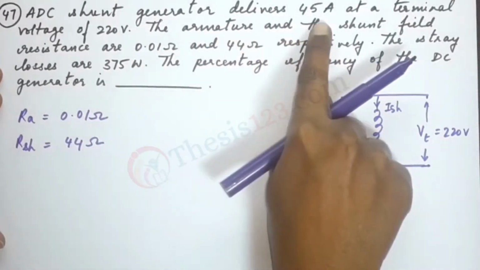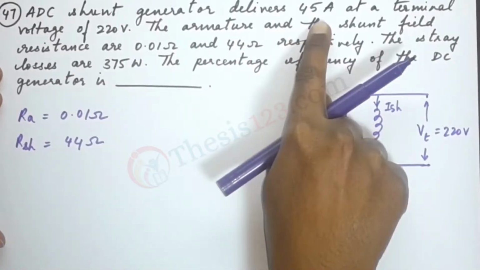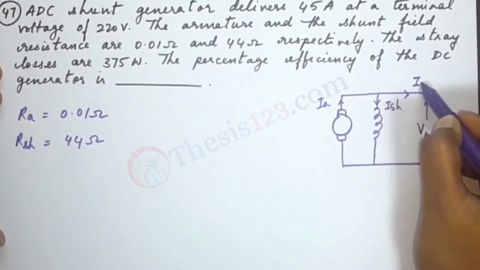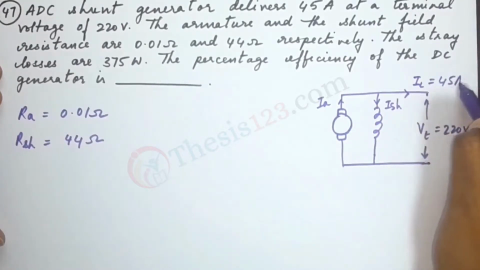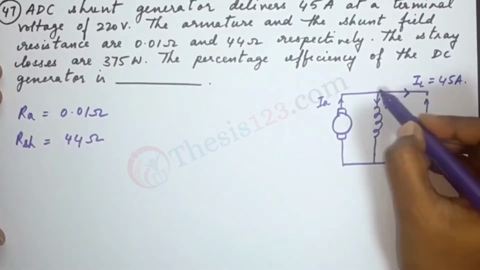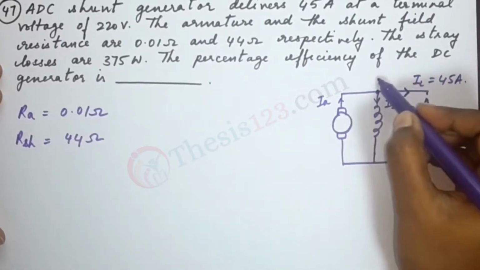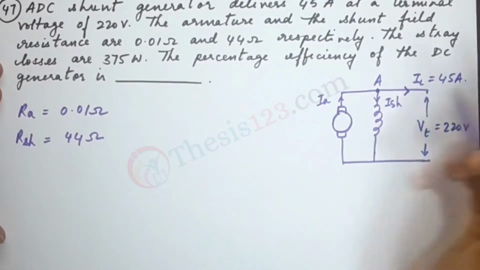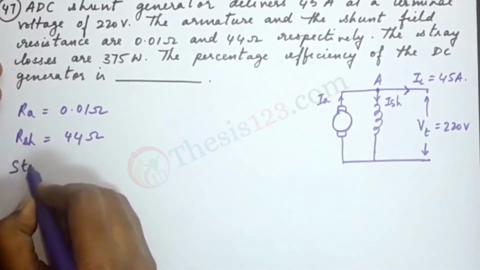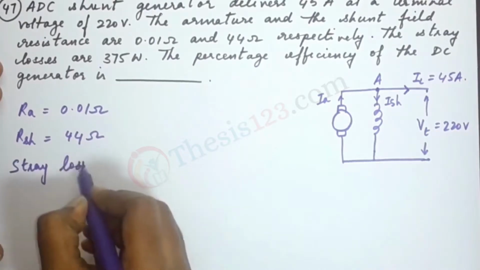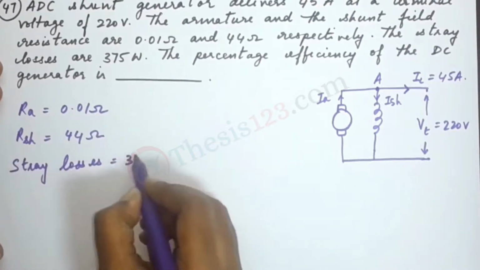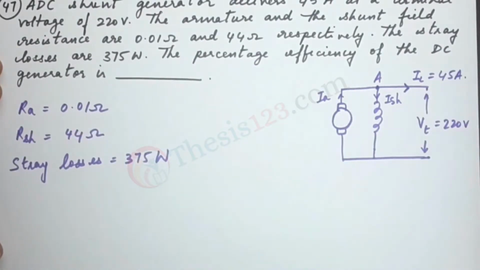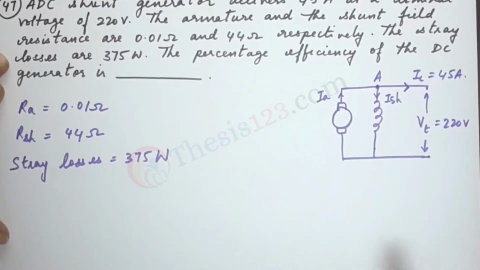We have also got the current here as 45 amps. So let's call this IL, and that's 45 amps here. We'll mark this point because it is going to come in useful to us. I'm going to name this as point A. Okay, so we have stray losses given as well, 375 watts.